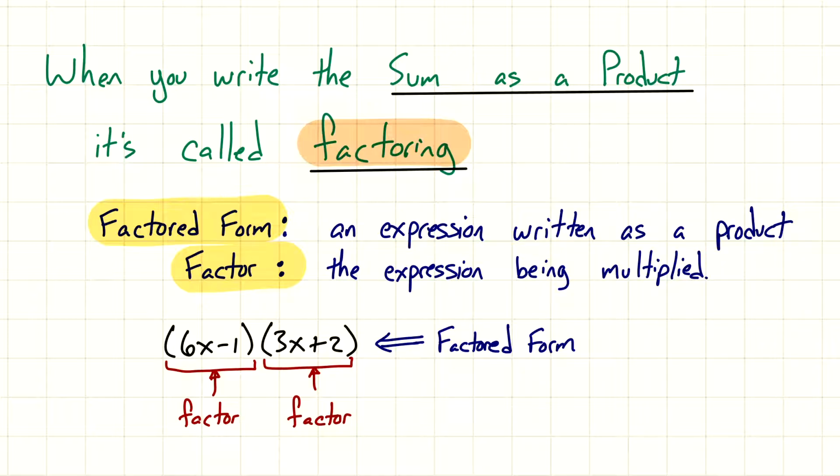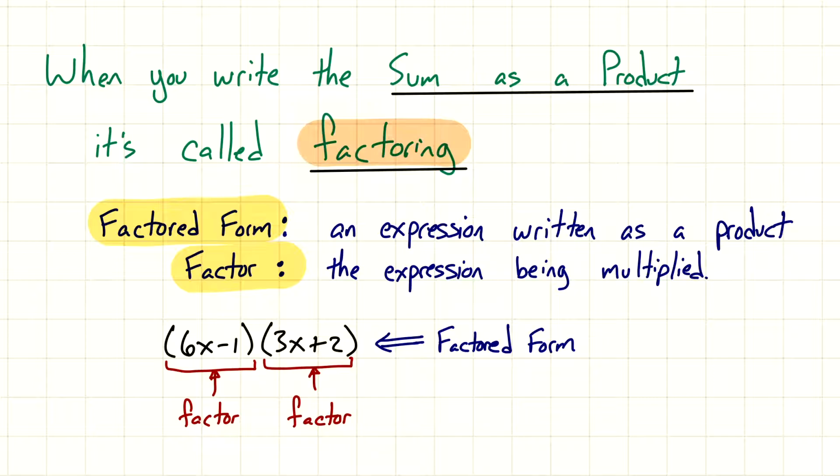Again, product really just means multiplication, the answer to a multiplication problem. So we're looking for something times something else, two things. That's factored form. And then factor is another term you need to know. A factor represents the expression being multiplied. So in this case, here's an example below. Factored form, an expression written as a product. You'll notice we have two expressions being multiplied.